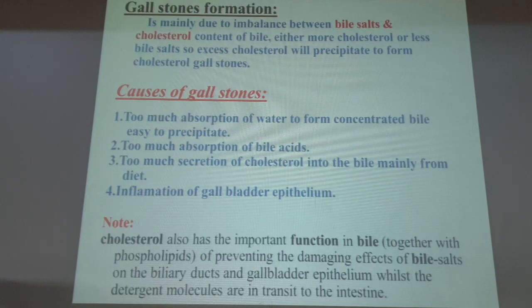A particle forms, and there will be precipitation of substances over it, producing a stone. The first factor is an imbalance of bile acid and cholesterol, that's to say it affects the solubility of cholesterol.